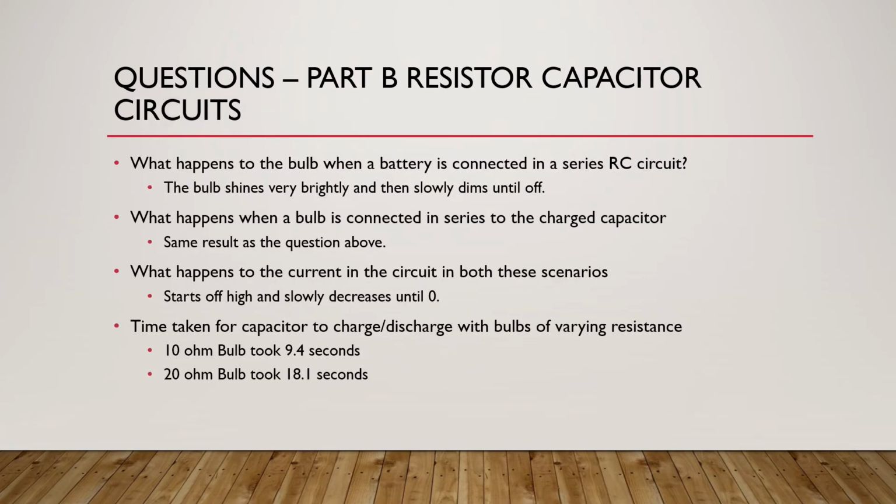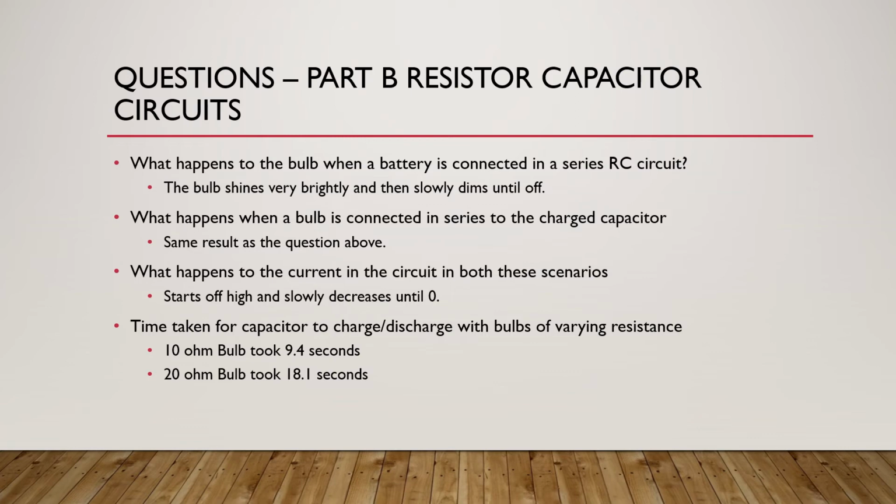And on to part B of the experiment, we'll look at a resistor capacitor circuit. What happens to the bulb when the battery is connected in series to this RC circuit? The bulb shines very brightly to begin with and then slowly dims off. What happens to the bulb when it is connected in series to a charged capacitor? It's the same result as above.